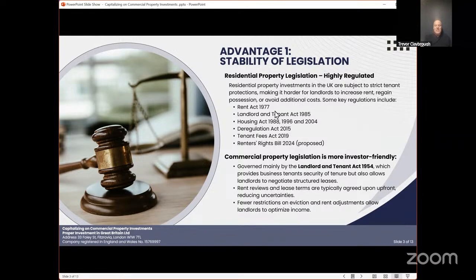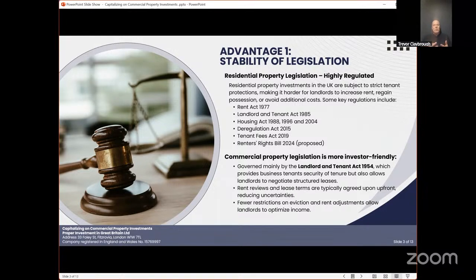What we've got here is a list, since 1977, the Rent Act 1977, that was superseded by the Landlord and Tenant Act 1985. Additional Housing Acts 1988, 1996, 2004. Other acts 2015, 2019, and we all know there's the Renters' Rights Bill currently going through Parliament and the House of Lords. So if we're doing residential, we have to keep up with everything that is happening. Also tax changes. So there's less stability, and we don't know what things are going to be like in 2 or 3 or 4 years' time.